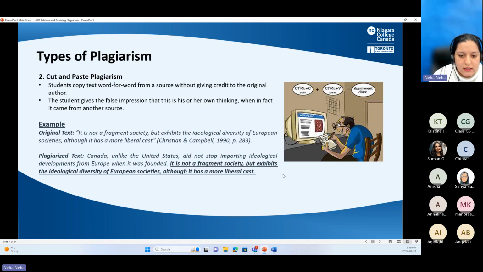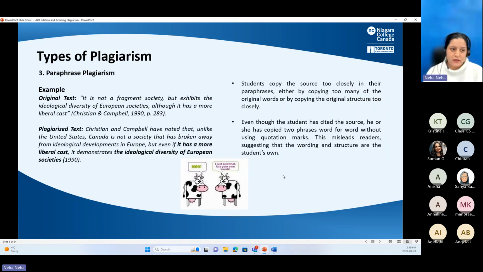The next one is paraphrase plagiarism. This happens when students copy the source too closely in their paraphrases, either by copying too many of the original words or by copying the original structure too closely. Even though the student has cited the source, if he or she has copied two phrases word for word without using quotation marks, then it is an example of paraphrase plagiarism. This misleads readers, suggesting that the wording and structure are the student's own.